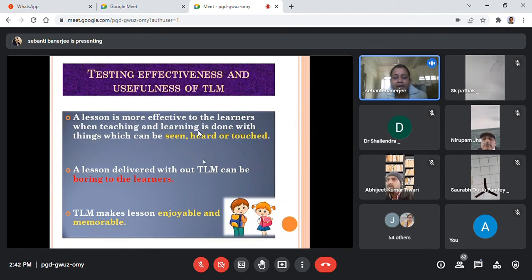A lesson plan delivered without a TLM can be boring to the learners, and TLMs make the teaching learning process more enjoyable and memorable. If the students do hands-on activities based on the TLMs, they will enjoy the session. They will enjoy the topic and also retain it for a longer period of time.